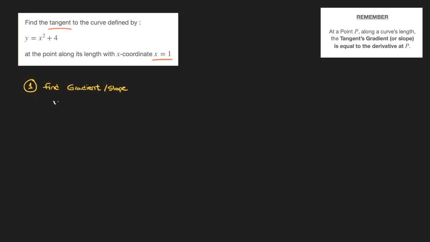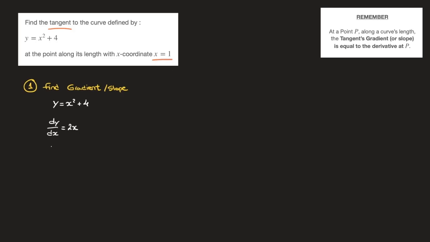So starting from y equals x squared plus 4, the first thing we need to do here is differentiate this. And using the power rule to differentiate this function, we quickly find that the derivative, dy/dx, is equal to 2x. And now that we have the derivative, we evaluate it at the point of interest. So in this case, that's the point whose x-coordinate is equal to 1.